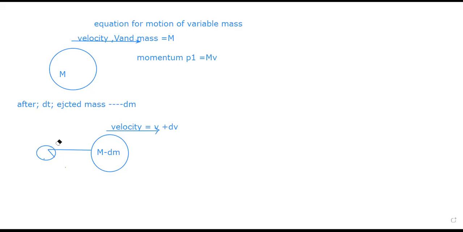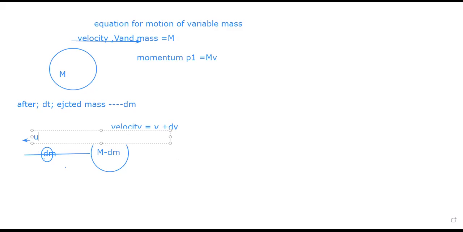And then what is the velocity of this ejected mass? We have to note that down. It is moving in this direction, and the ejected mass is very small. So this is the small mass, and we represent the small mass as dm, and we have to represent its velocity also. We have to see which direction this is. So this is the direction of the velocity of dm, and we represent the velocity of the small ejected mass dm with u.